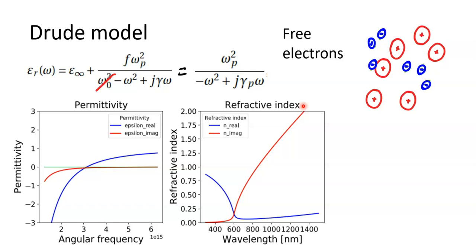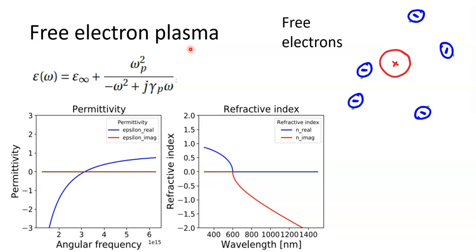Drude model is often used to model metals. As we see from the refractive index, the material is opaque at low frequencies and has high loss, but it becomes transparent at high frequencies, meaning ultraviolet wavelengths.